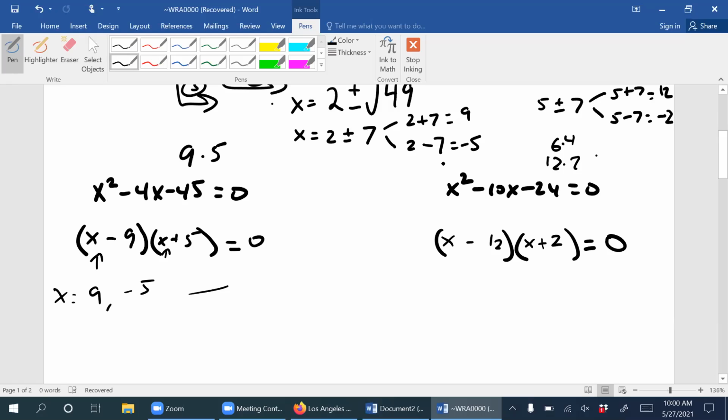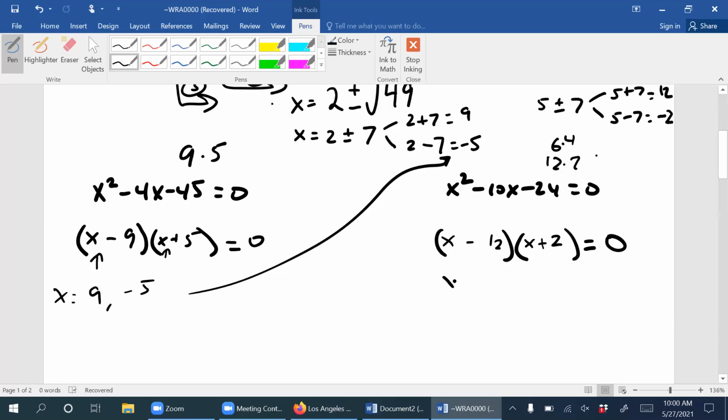And these are the answers we got over here. Factoring is always going to be the fastest way when it comes to solving. If you can factor, there's no reason to do any other method. But if you don't know what factors work, completing the square is another really fast method, especially if it's a level 1 completing the square problem.